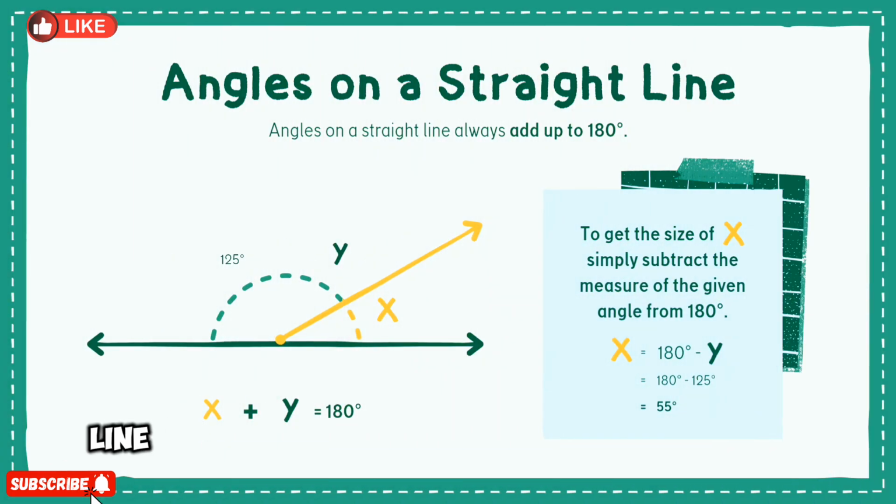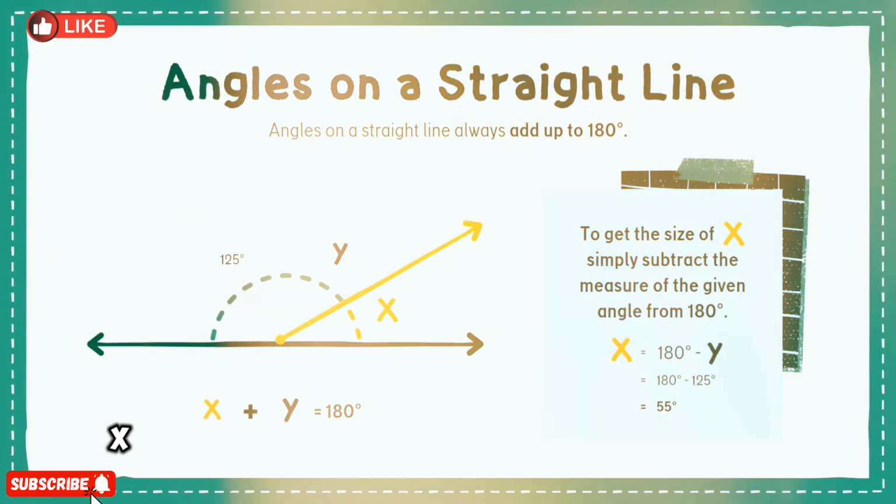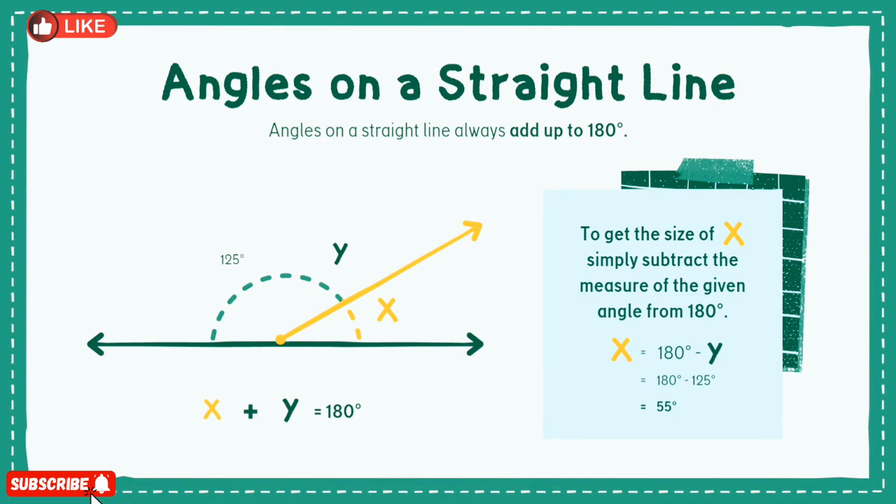Angles on a straight line. Angles on a straight line always add up to 180 degrees. For example, there are two angles x and y where y equals 125 degrees. So what is the value of x, or how much angle x makes with the line? To get the size of x, simply subtract the measure of the given angle from 180 degrees. So this is called supplementary angles.